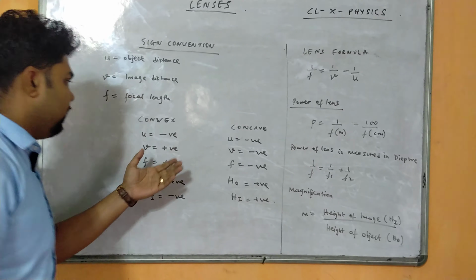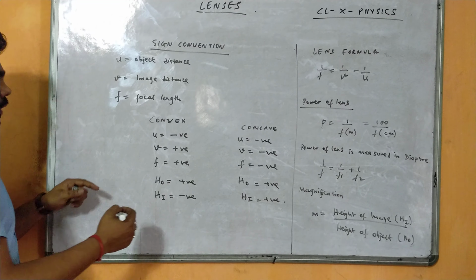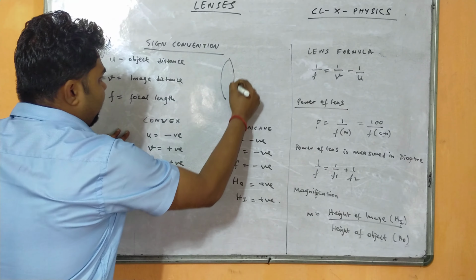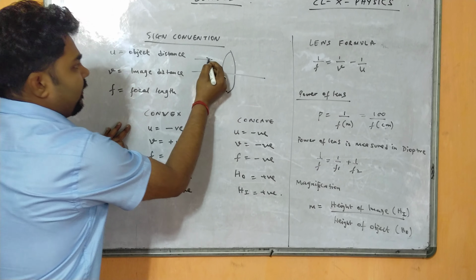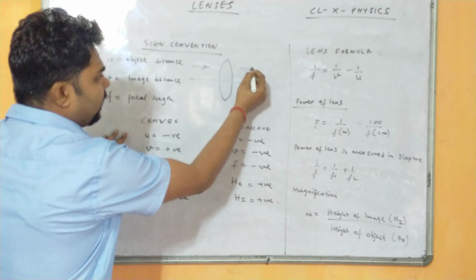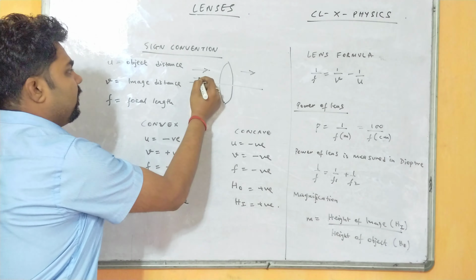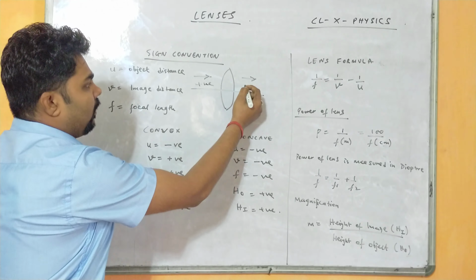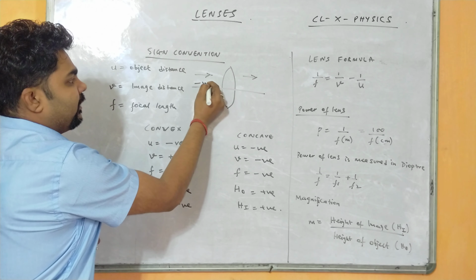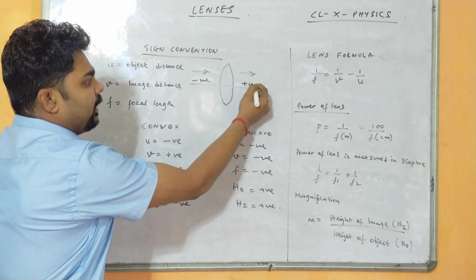Let's start here now. You see, if I consider a convex lens, always the light moves from left hand side and it moves towards the right hand side. So everything which is considered to be on the left hand side of the lens is always negative, and the right hand side we will consider to be positive.